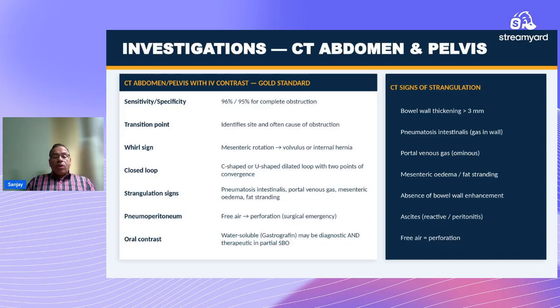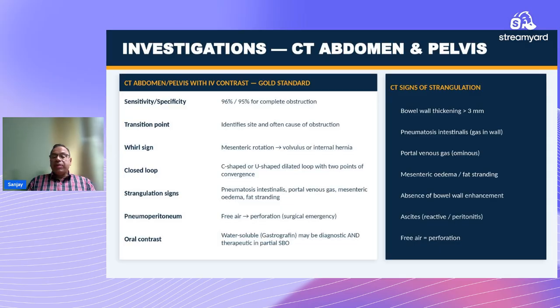Sometimes oral contrast may be used, which is gastrografin, which can be diagnostic and therapeutic in cases of partial small bowel obstruction. So just to recapitulate the CT signs of strangulation: the bowel wall thickening more than 3 mm, presence of gas within the bowel wall, that is pneumatosis intestinalis, presence of portal venous gas is a very ominous sign and seen in strangulation.